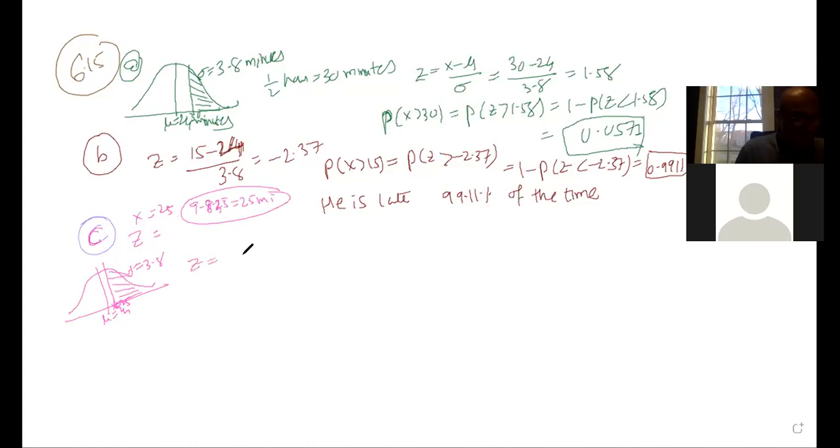Sounds good. So my z is equal to (25 minus 24) divided by 3.8, and I am getting 0.26. So probability of x greater than 25 is equal to probability of z greater than 0.26, and that is equal to 1 minus probability of z less than 0.26. If you find this probability and subtract, you are going to get 0.3974. Okay, then let me go for part D.